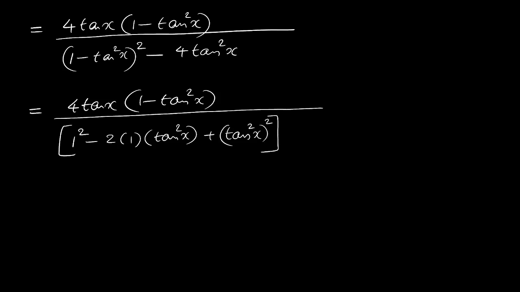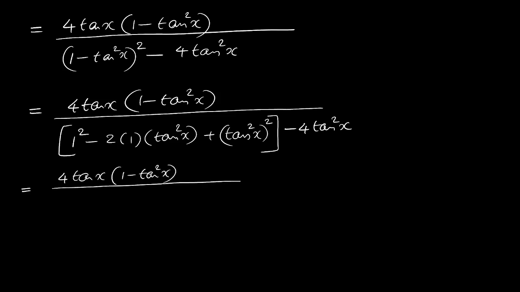Let me complete the solution. After that you can ask me doubt. A square minus 2ab plus b square minus 4 tan square x. So we get 4 tan x into 1 minus tan square x. Listen. Okay, all of you please listen. 1 square is 1. 2 tan square x. tan square all square will be tan raised to 4. Minus 4 tan square.